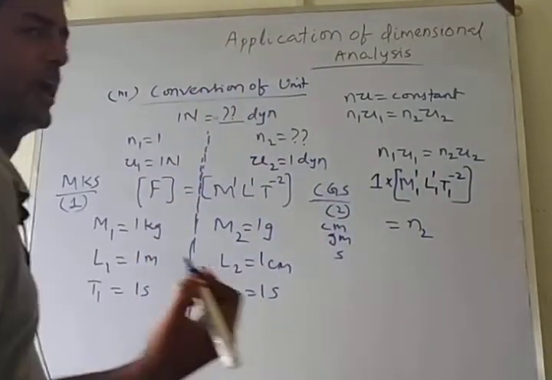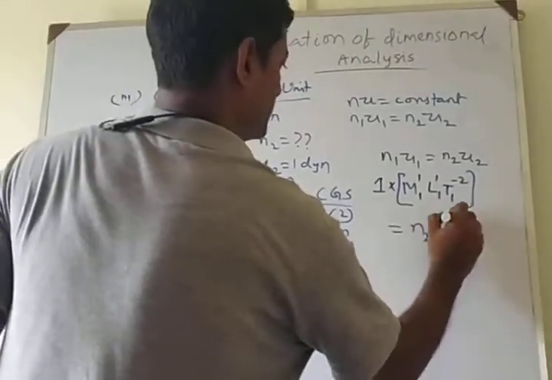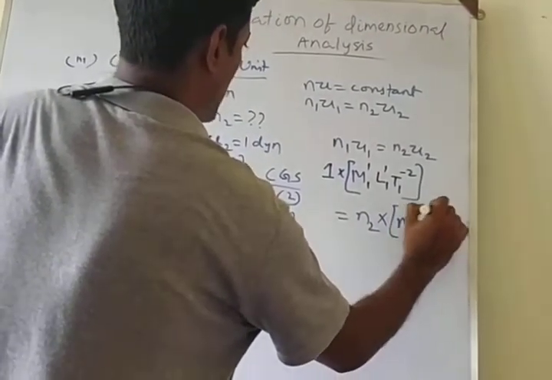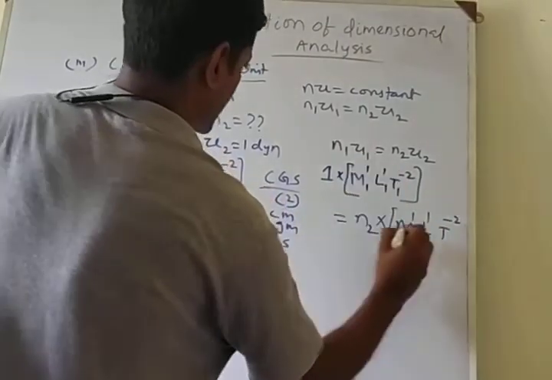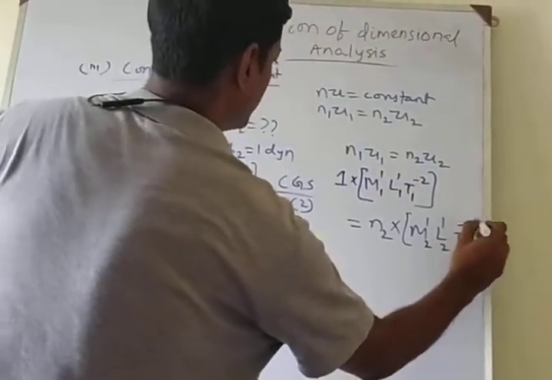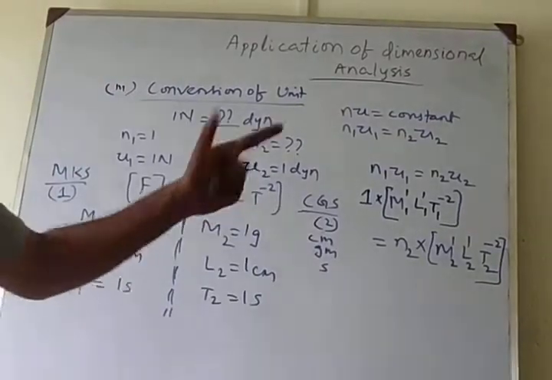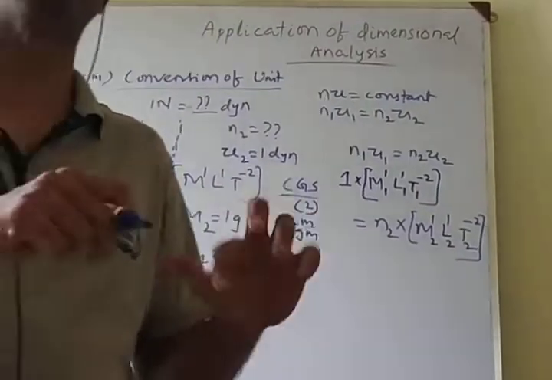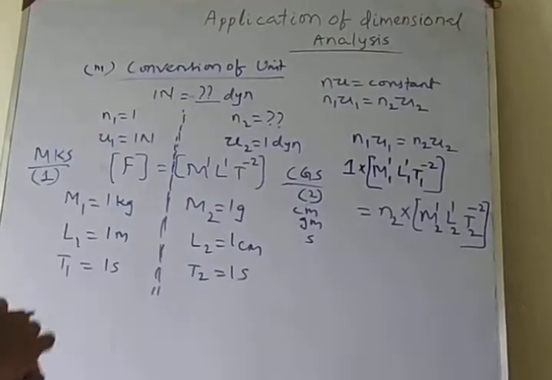Basically I don't know N2, equal to N2 into, this is the second system, so M1 L1 T minus 2 you can put. For second system you just put 2, 2, 2. Look, both the system possess same dimensional formula. That's why we are using dimensional analysis to convert between units.